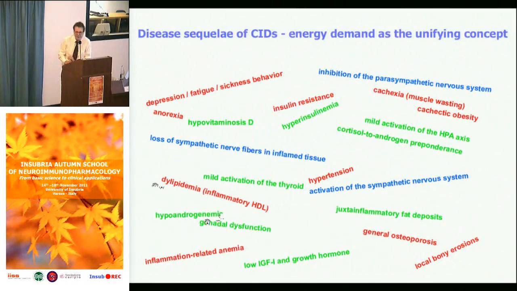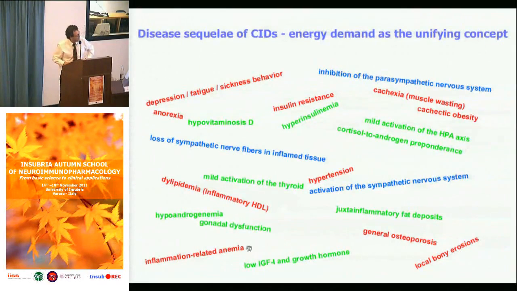Hypoandrogenemia is an adaptive program because it breaks down the muscle. Gonadal dysfunction is the same, and it stops reproduction during the acute phase. But in these patients, you have a long-term gonadal dysfunction. It's well known now. They have lower fertility. The sperm motility is less. This is all program, all program.